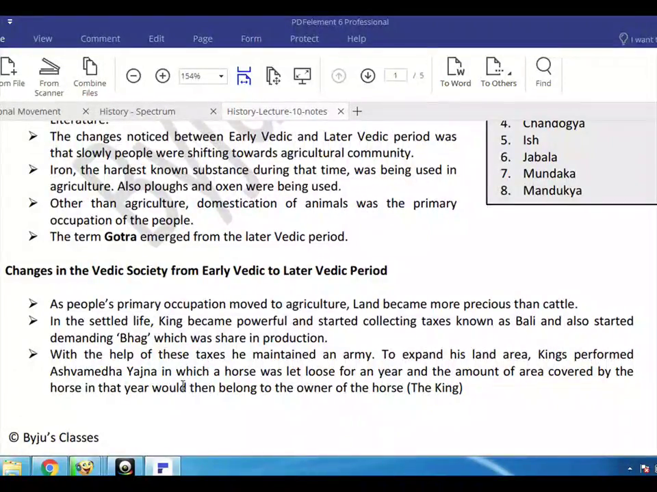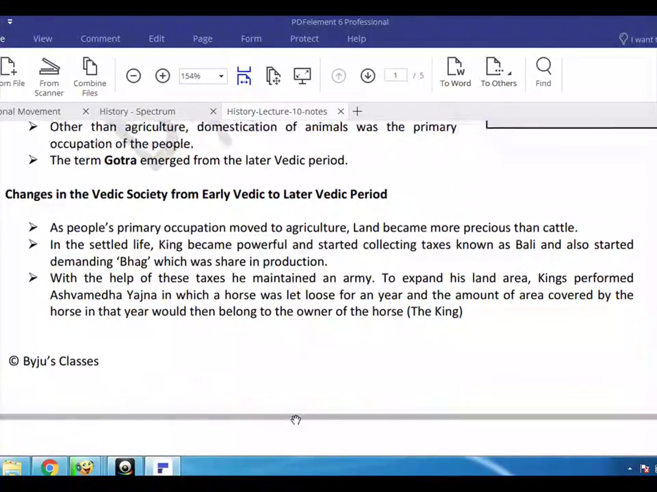To expand his land area, kings performed the Ashvamedha, in which a horse was let loose for a year and the amount of area covered by the horse in that year would then belong to the owner of the horse, the king.